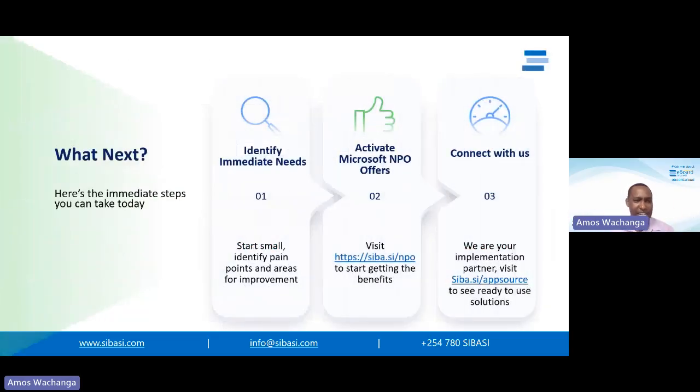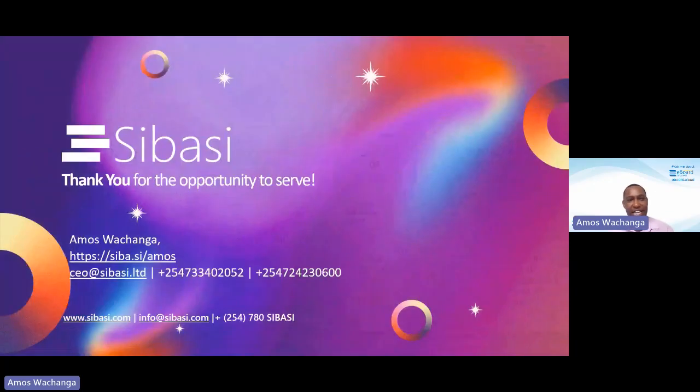What would be next? Once we complete this webinar, one of the key things that you could start off with is identify immediate needs that you may be having. What are your core pain points? Check out the Microsoft NPO offers. If you go to ciba.c/NPO, it will redirect you to the particular site, and you'll get to see some of the benefits. Or you can connect with us directly, and we are happy to engage.